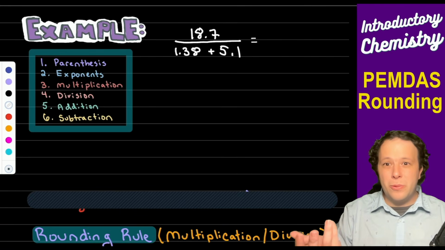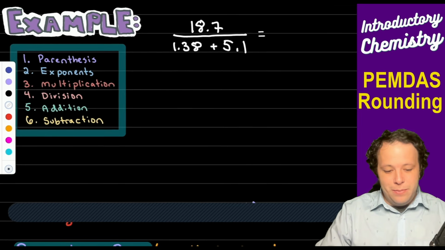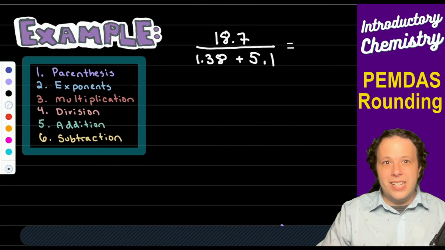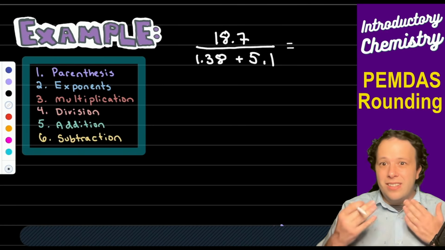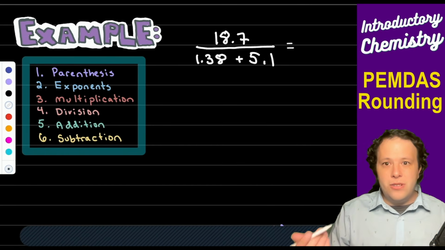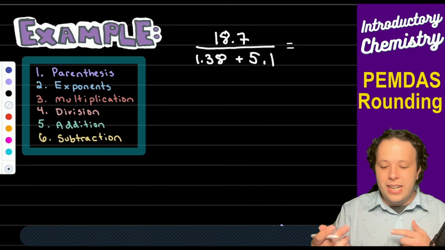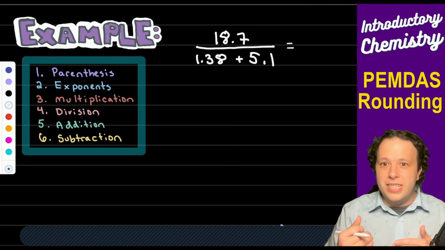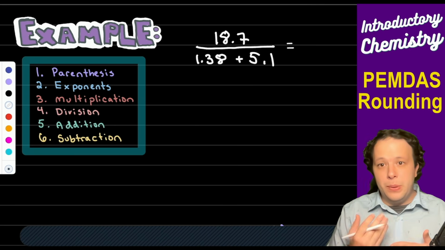So in our first example of this problem, what we're going to be doing is something that has multiple operations. As I said before, what we're going to be really looking at here is a couple of little tips. First thing it says is parentheses. Looking at the problem, it says 18.7 divided by 1.38 plus 5.1.